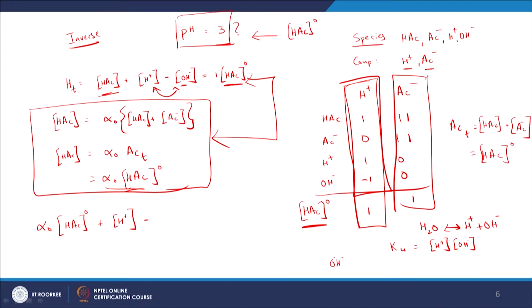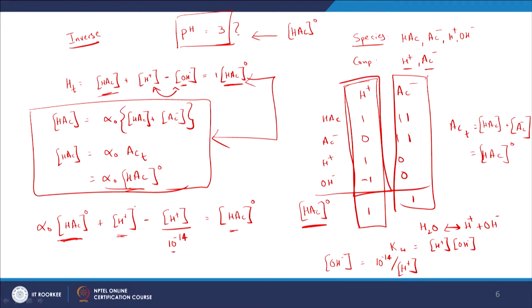So, OH minus is going to be equal to Kw, which is 10 power minus 14, by concentration of H plus. So, minus H plus by Kw value, 10 power minus 14, and that is equal to my unknown here, HAC naught. So, alpha naught into HAC naught, which is my unknown variable which I am trying to calculate, plus H plus, minus H plus by 10 power minus 14, which is Kw, equal to HAC naught.